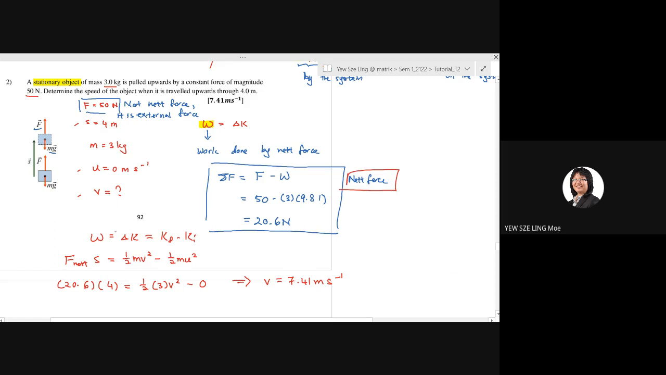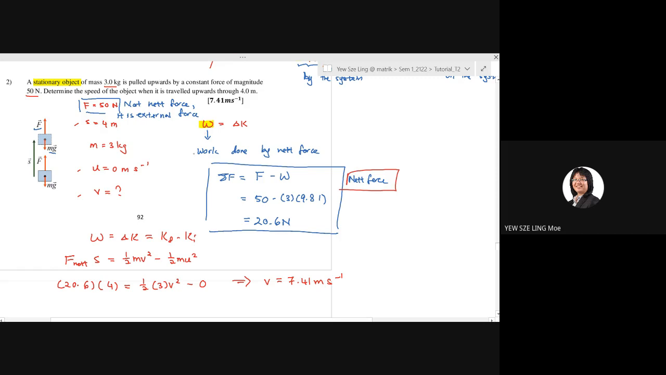All right. So remember, when it comes to the work energy theorem, the most important thing is the work done. Work done must be coming from net force. You must calculate it by using net force, not by any component of the force. All right, is that clear?